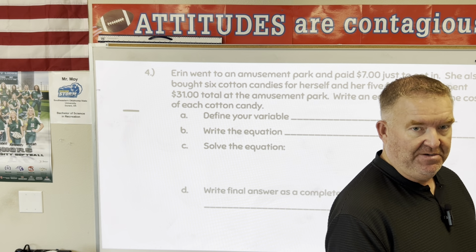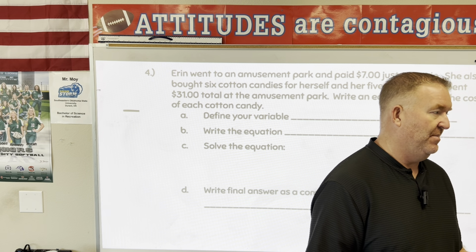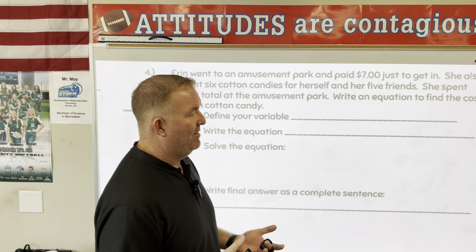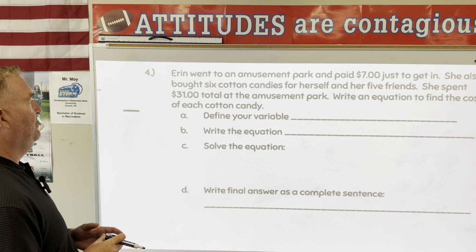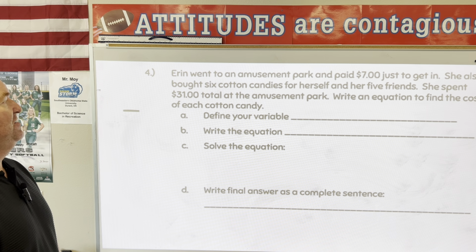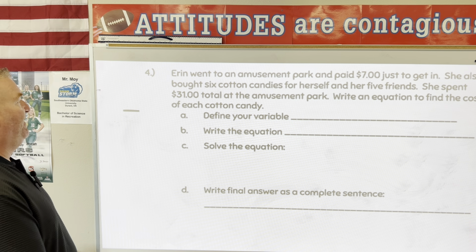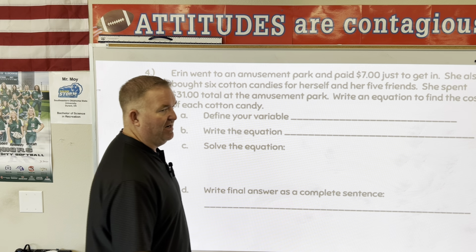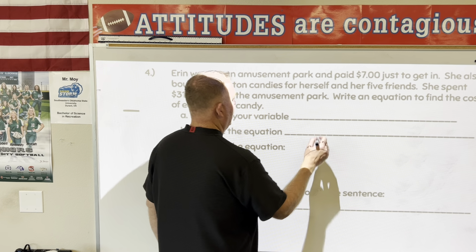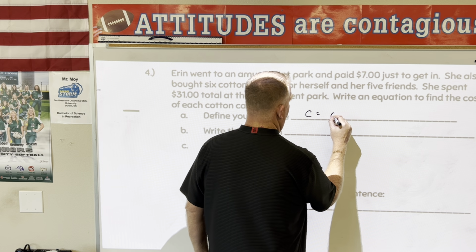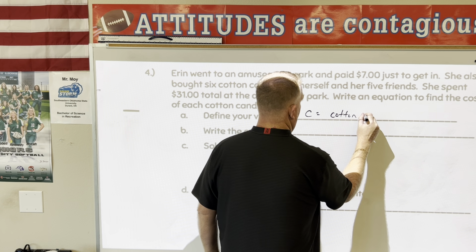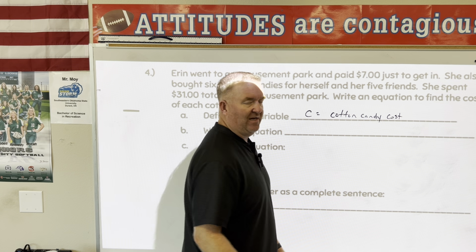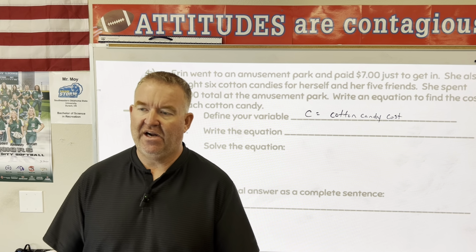6. Okay, that's important. Would you think that maybe that might be important in a minute? Yes? Learn to read these and go, okay, that might be important. She spent how much money? $31 total at the amusement park. Write an equation to find the cost of each what? What are you trying to find? Let me go C equals cotton candy cost. You can put like a R there if you want to. I really don't care.